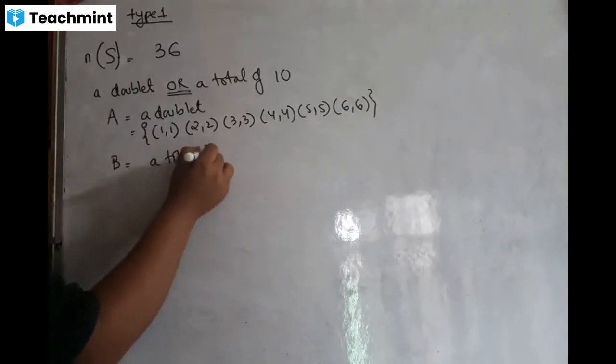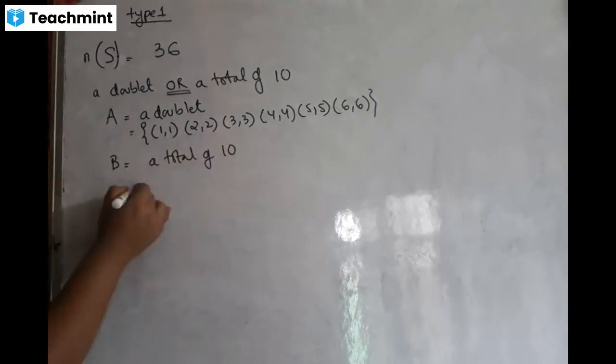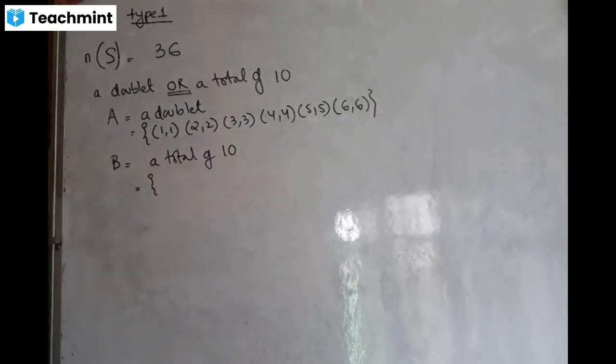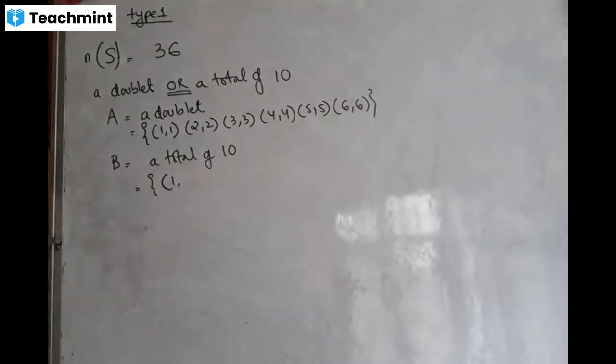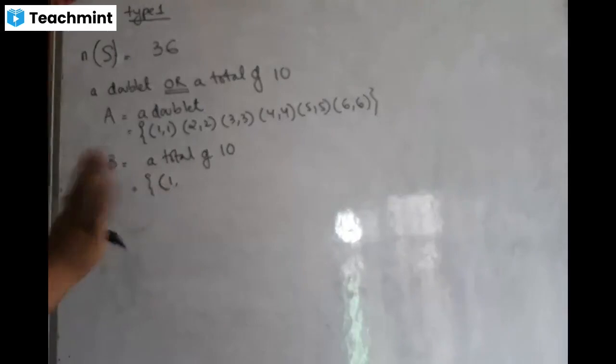A total of 10. So how did I teach you? Everyone, how did I teach you? If you get 1 on the first die, what must you get in the second die to make the total 10? If you get 1 on the first die, very good, 9. But in a dice, there is no 9. So the first result is not possible.